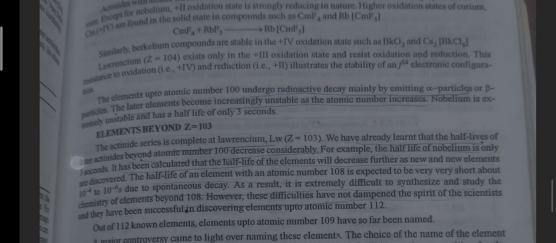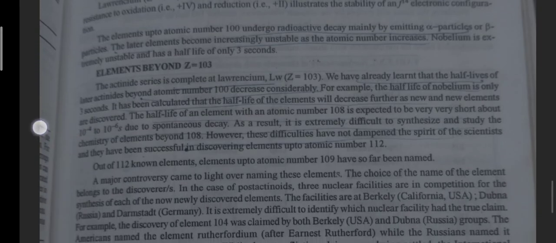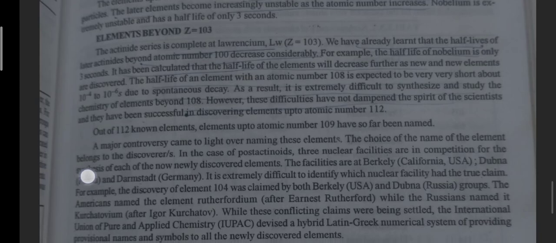The elements up to atomic number 100 undergo radioactive decay mainly by emitting alpha particles or beta particles. The later elements become increasingly unstable as the atomic number increases. Nobelium is extremely unstable and has a half-life of only 3 seconds.